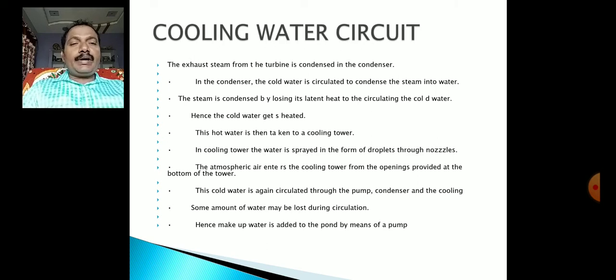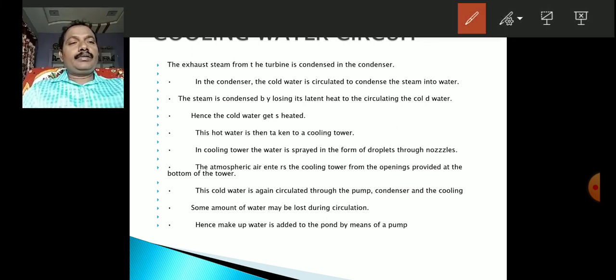In the cooling tower, the water is sprayed in the form of droplets through nozzles, and the atmospheric air enters the cooling tower from the openings provided at the bottom of the tower. So here, you see, this is the tower.